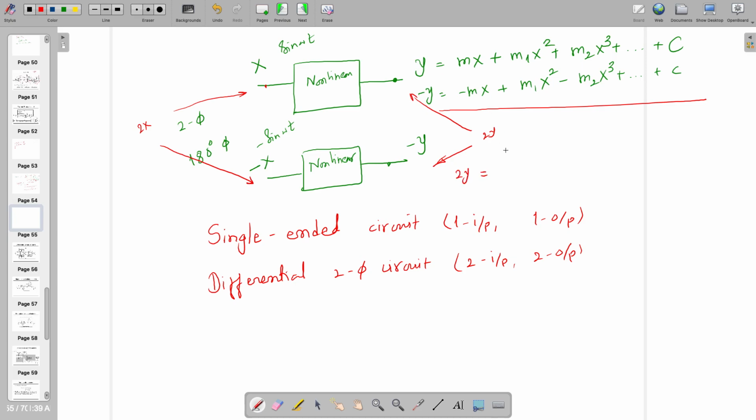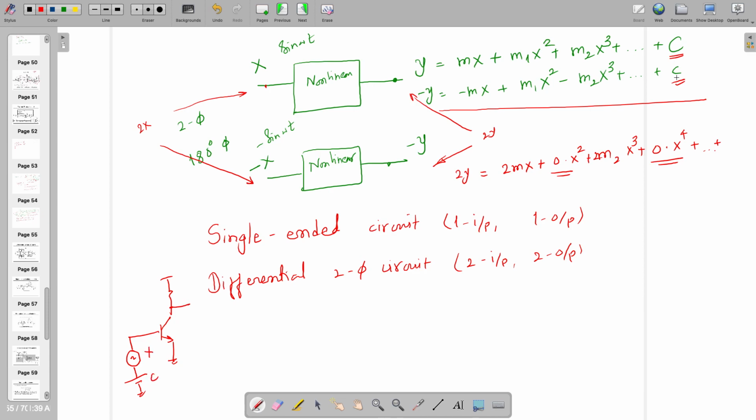2y is equal to 2mx plus 0 x square plus 2 m2 x cube plus 0 times x raised to 4, and I have written something called C, right? C is the entry. This is a constant value, which will make sure that your transistor will be in saturation or in active mode, because you need some voltage here, right? So there are two things, one is sine and one is DC potential.